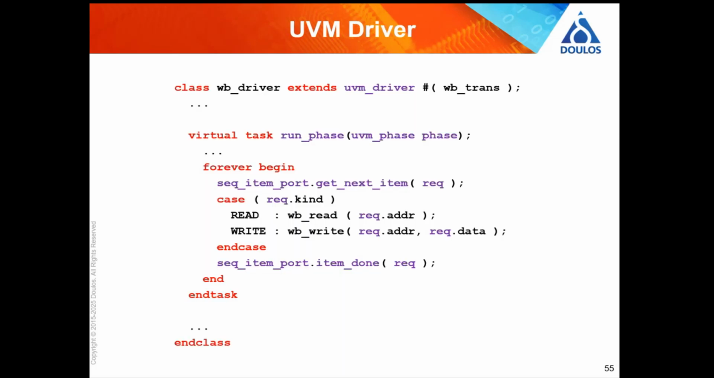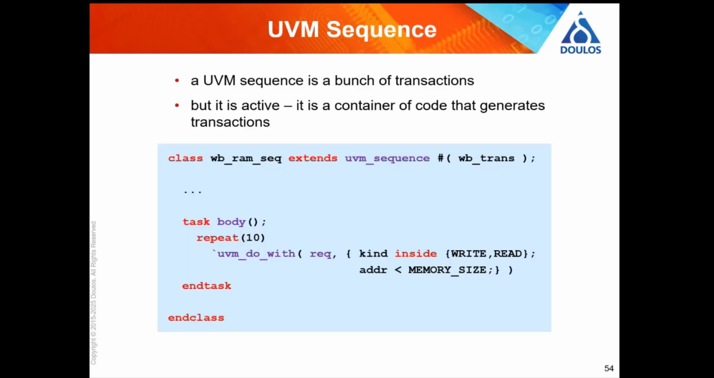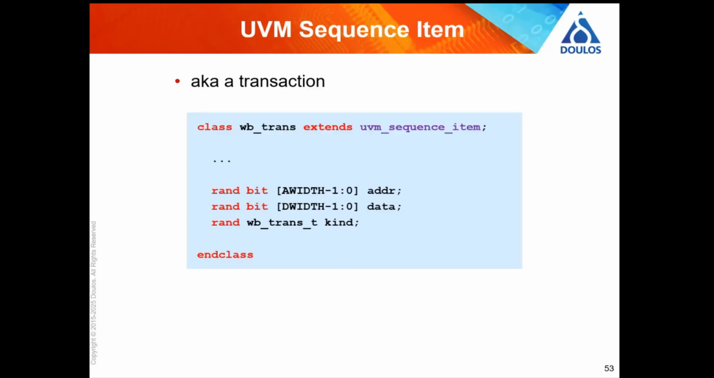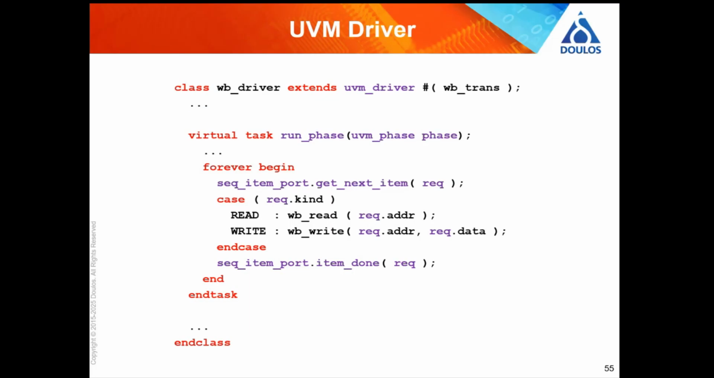Here is some of the code. By the way, this is some of the code for the sequence. This is some of the code for the transaction. Here is some of the code for the driver. So you can see again, we're basing our code on something that we get free with UVM. And we're overriding a task called run phase. This is going to get called by the UVM source code at the right time. Guess which time? During the run phase.